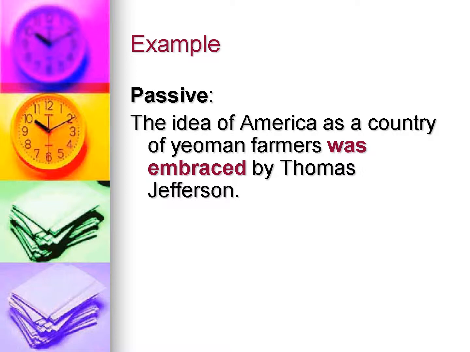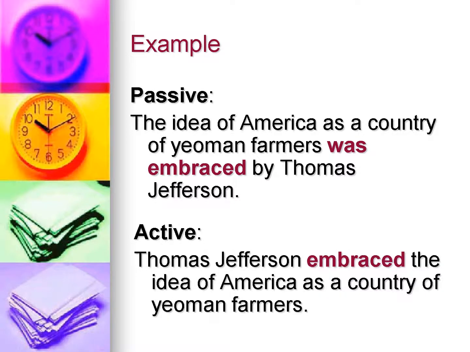They can be challenging to learn to recognize, especially in your own writing. But once you recognize them, they're very easy to change, right? We know then you just move the doer of the action to the subject of the sentence. So we can change the sentence very easily. Thomas Jefferson embraced the idea of America as a country of yeoman farmers.